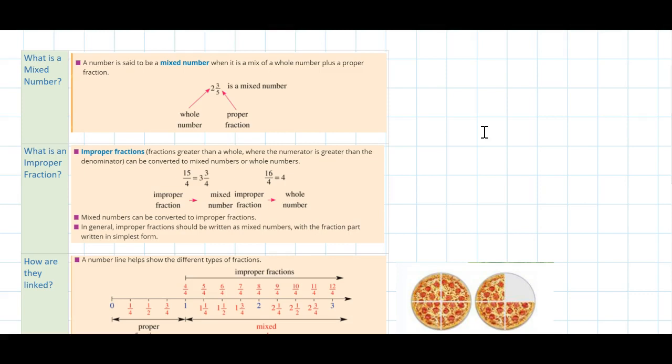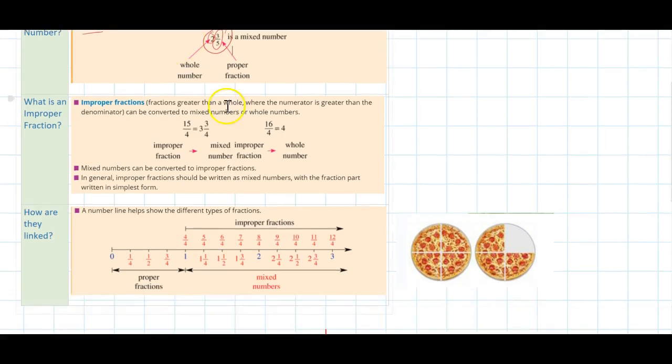A number is said to be a mixed number when it is a mix of a whole plus a proper fraction. So it looks something like this. You see the whole number here, the big 2, which is the whole number, and then you also have the proper fraction part. So it's a mixture of a whole number and a fraction.